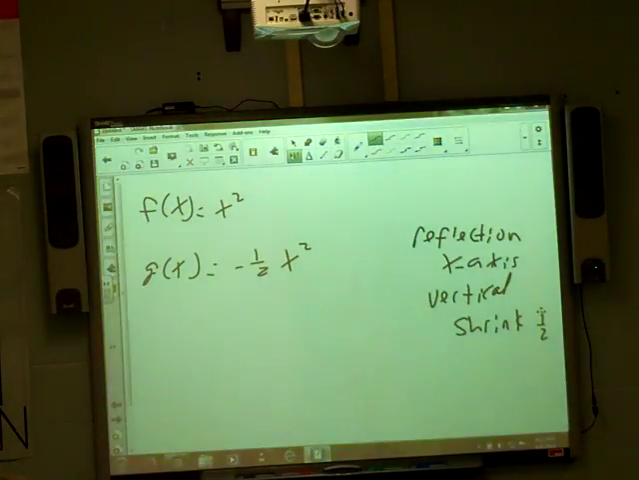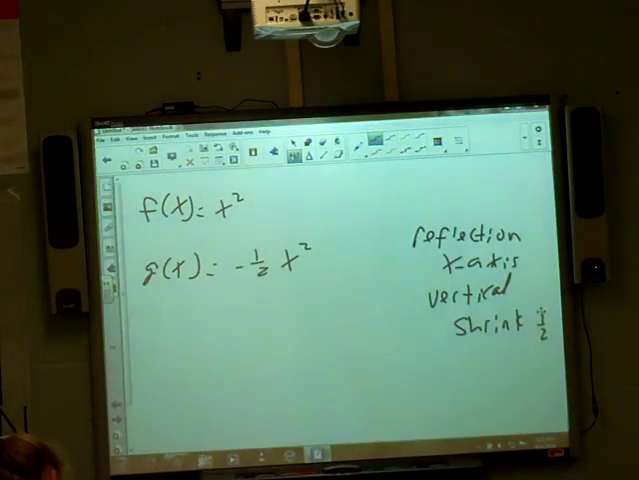Now that is one difference. When we did absolute values, we looked at reciprocals of stuff. This does not have to mess with reciprocals.